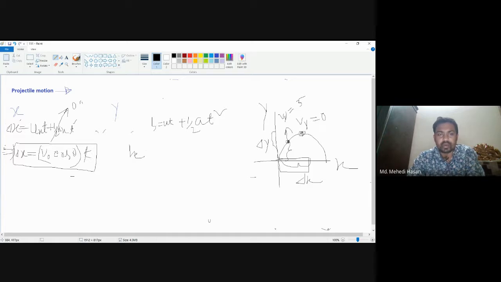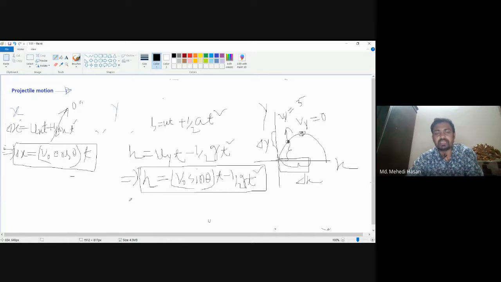And vertically, it will be h, which is del y, or h equal to uyt minus half gt square. That means finally h is equal to v naught sin theta into t minus half gt square. This is the formula to calculate the height if the time, initial velocity and throwing angle are given. So these are the main equations of motion in the projectile case.